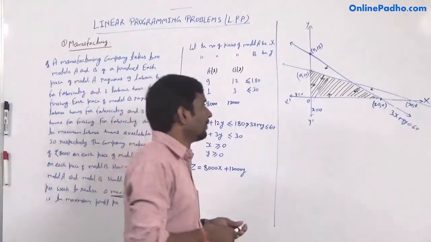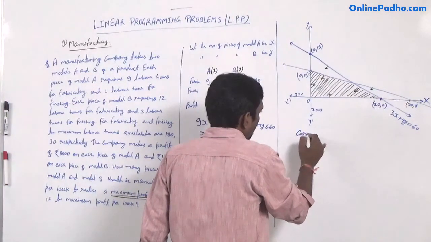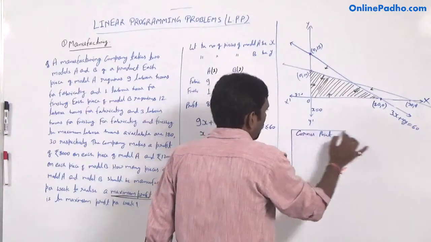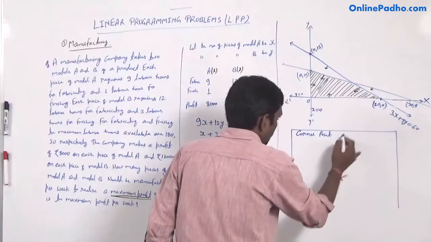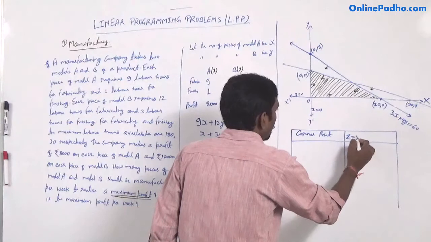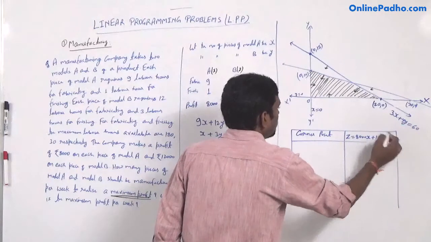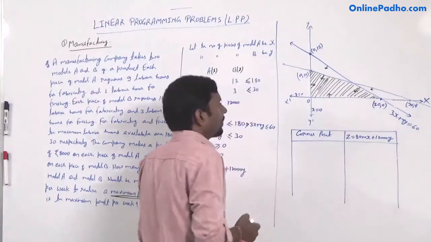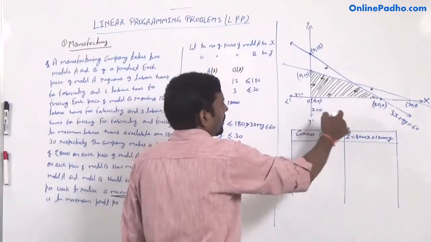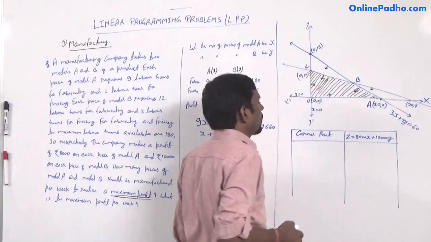And the third part, we need to write the corner points and draw the corner point table. Corner point and z, which is 8000x plus... We have to find the value of z at every corner point. So you can see the shaded region. There are 4 corner points: O, A, B, and C.